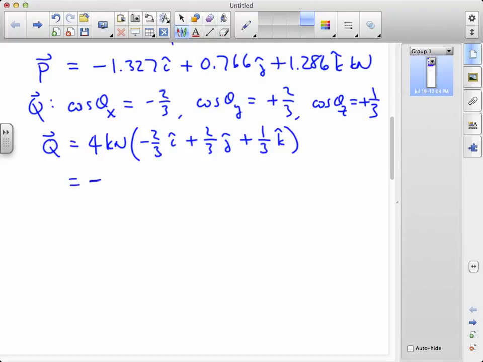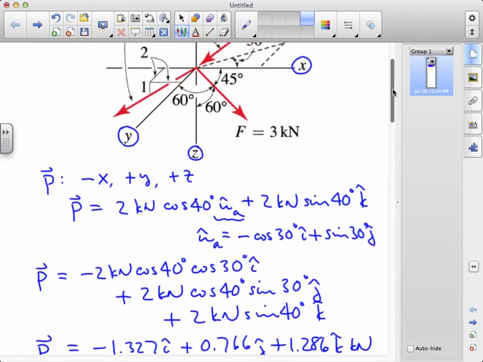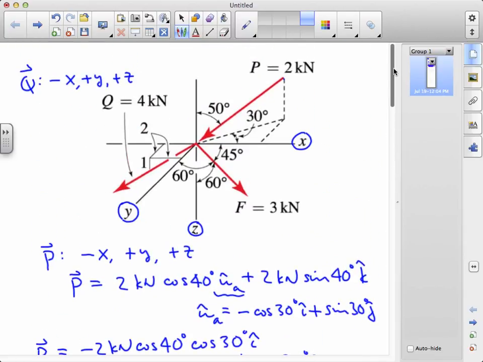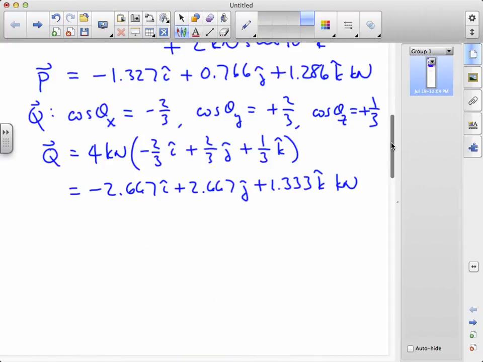And that gives us minus 2.667 i plus 2.667 j plus 1.333 k kilonewtons. Finally, if we come back and look at vector F, this is described in terms of the conventional direction angles. We have 3 angles. They're all defined off the positive axes. And so this one we can write down directly without too much additional explanation.